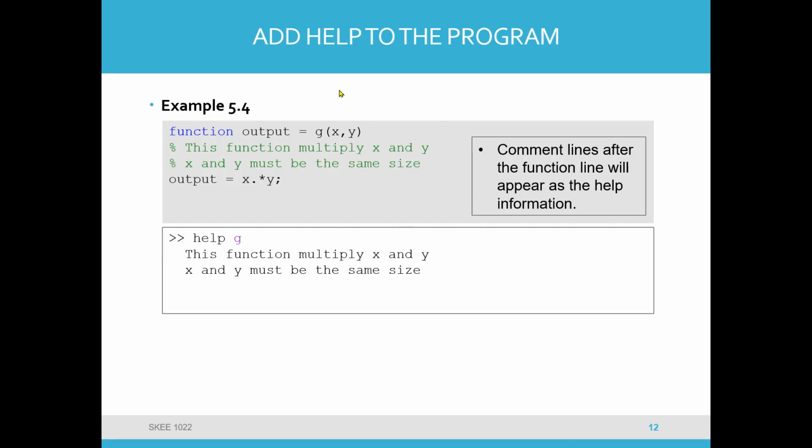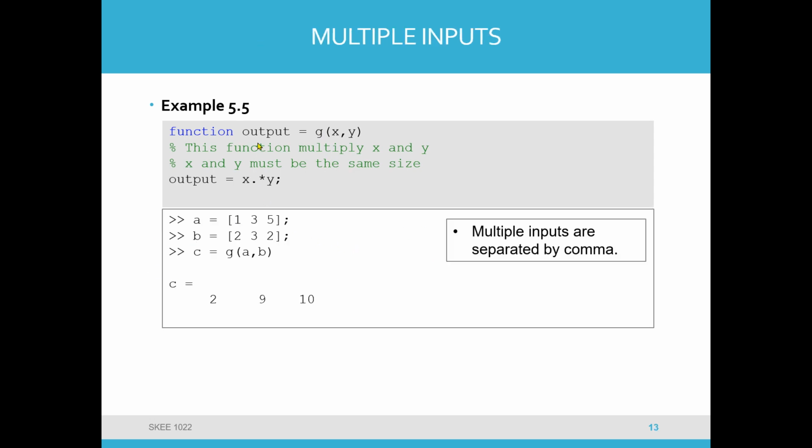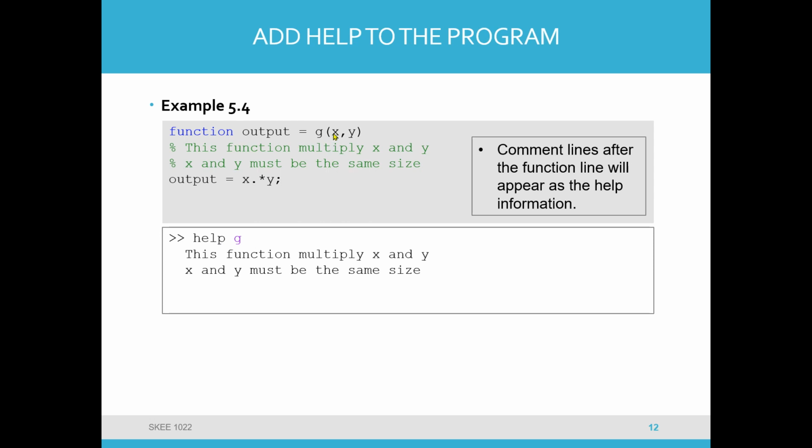Next, you can add help to the program. How to add help? You just write a comment. Remember that I said if you want to write a comment, you use the percent sign and then a space, and then write the comment. This will show your help information. You have to write it under the function. How to call it? You just write help and then the function name. It will show the help. Make sure you know how to do this. This one works not only with your program but also with predefined functions.